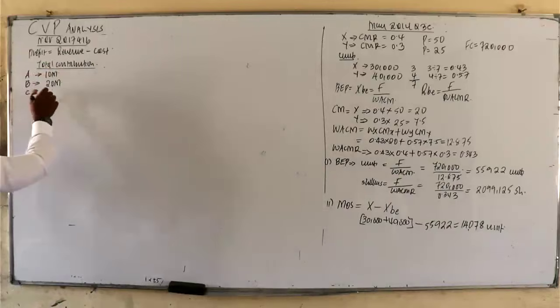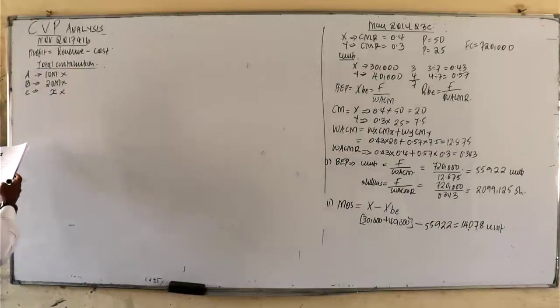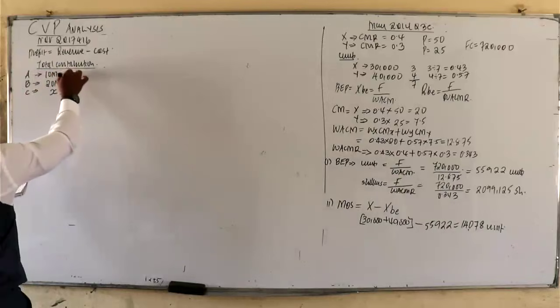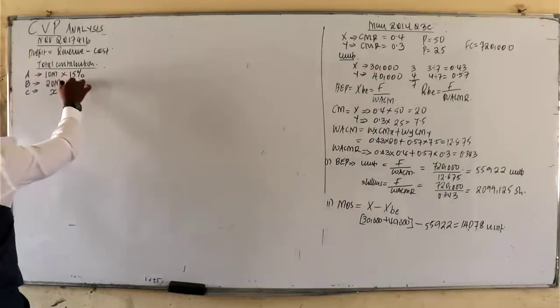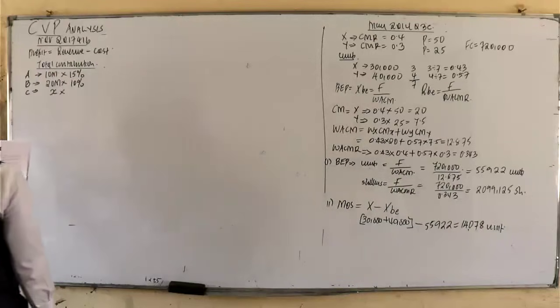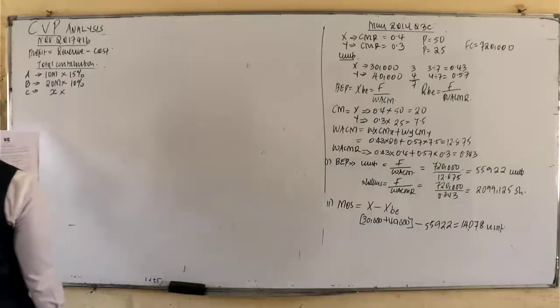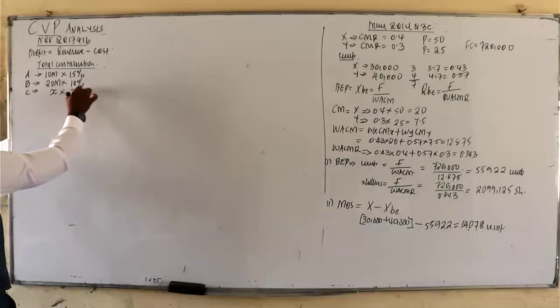So the revenue from C is our X. But what we need is the total contribution. We are given the contribution margin ratio. For product A, the contribution margin ratio is 15%. B, the contribution margin ratio is 10%. Then C, you are told in number 1, product C will generate a total contribution to sales ratio of 25%. This is 25%.